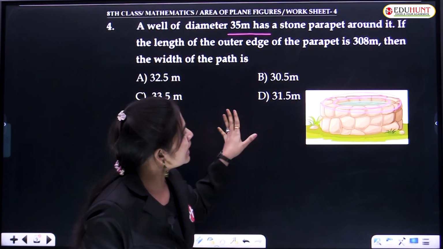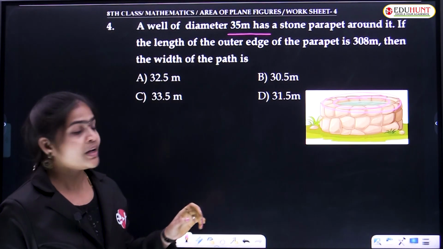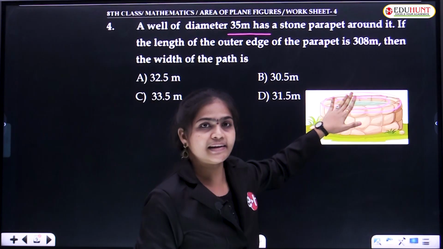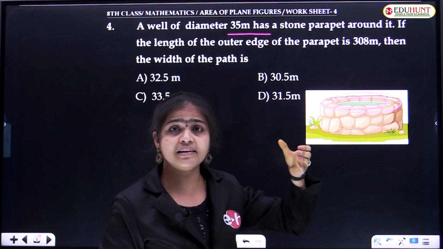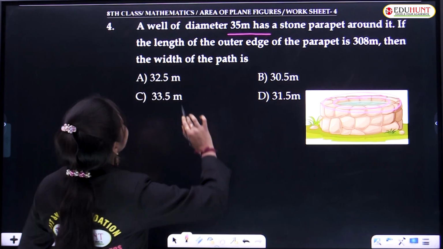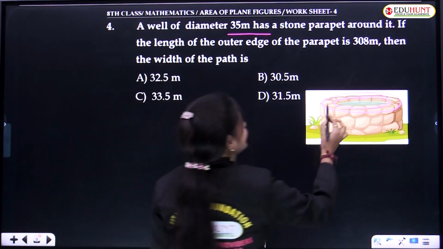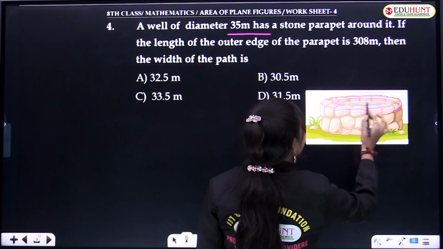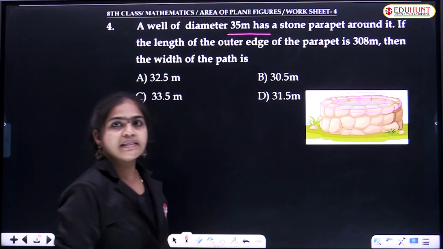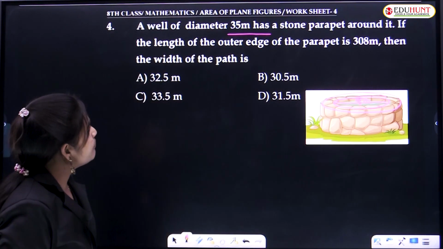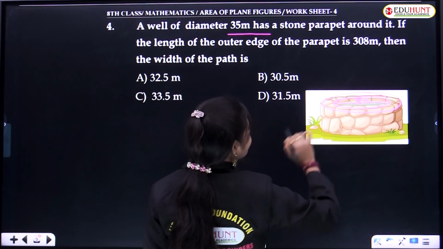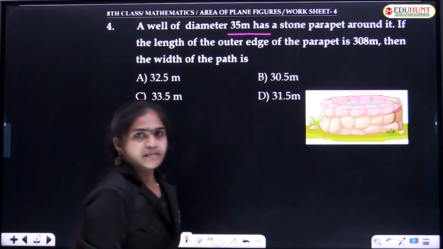Now here this is looking like concentric circles only, no? The top surface of that well is looking like concentric circles, which means just like a circular ring. Okay. Here, inside the diameter they have given as 35 meters, and in the same way there is a stone parapet along with that circular well.